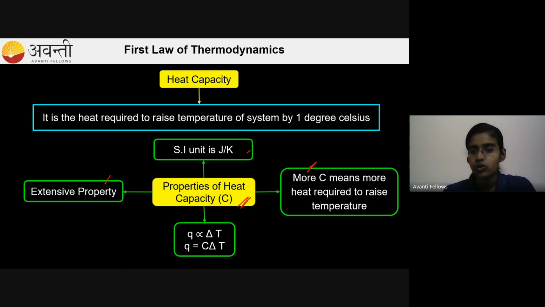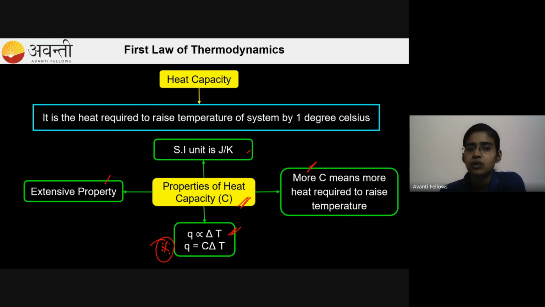More heat capacity means more heat is required to raise the temperature. And coming to the formula that we have to use to solve the numericals, it is Q is equal to C into delta T. The heat exchanged is directly proportional to the change in temperature. If we remove the proportionality symbol, we introduce a constant C, which is the heat capacity, giving the relation Q is equal to C into delta T. This relation is very important.